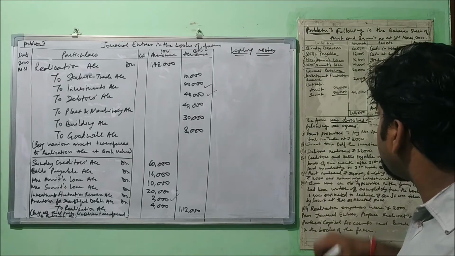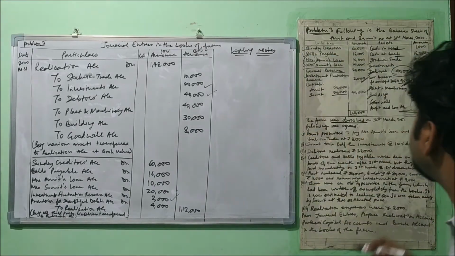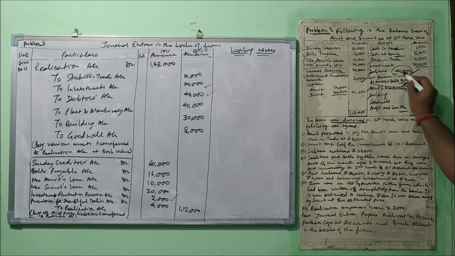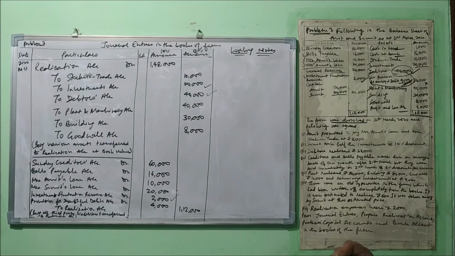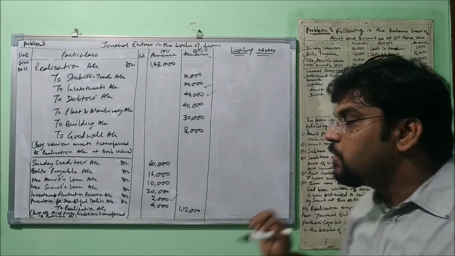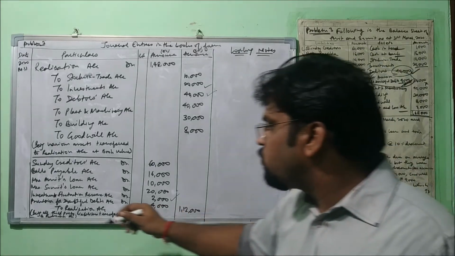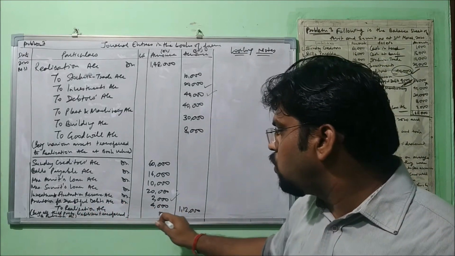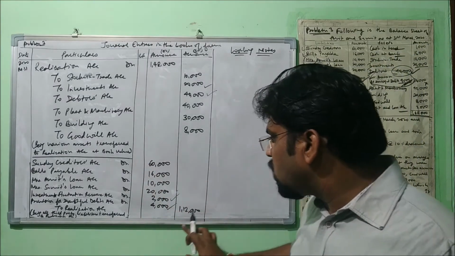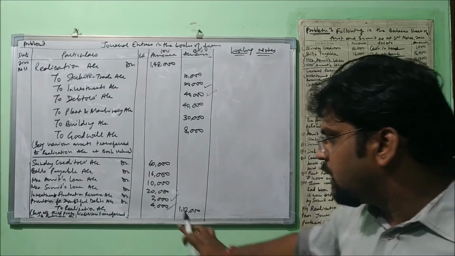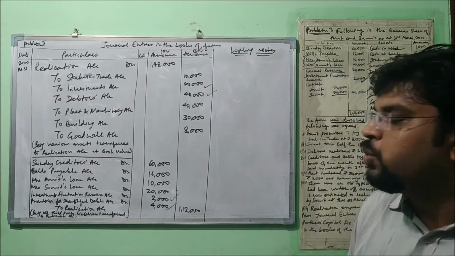Understood? Now, one more mistake most of the students commit. They miss this provision for doubtful debt. This has to be transferred to realization account as a liability, because this is also against the debtors. So that is why we have put provision for doubtful debts account 4,000. Understood the point? And after that the total comes out 1,12,000. That goes to realization account, being all third party liabilities transferred to realization account.